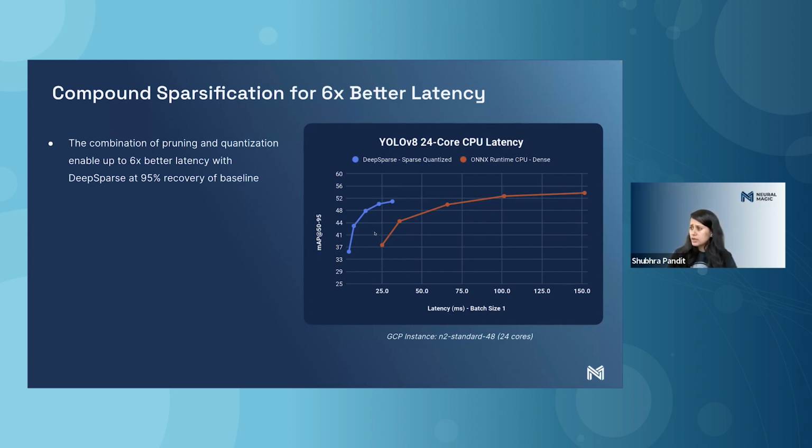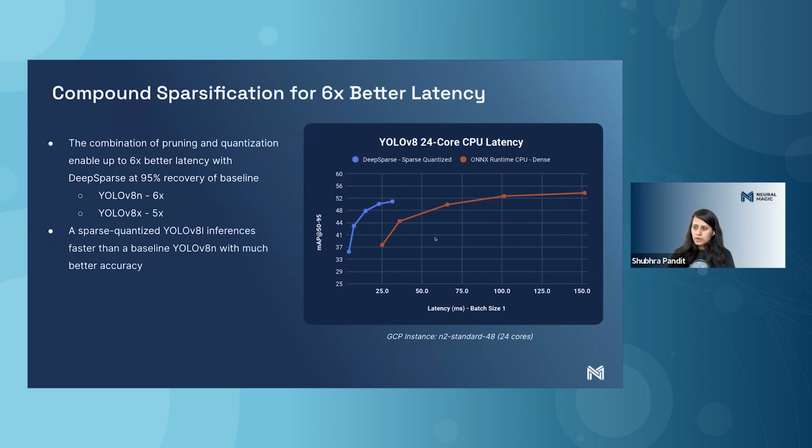And as we see, the blue curve here is our sparse quantized models being run on the DeepSparse engine, and the red curve represents dense models being run on the ONNX runtime, and they're both running on a 24-core CPU. So we see that the YOLOv8N model is faster than its corresponding dense model by about 6 times, and the YOLOv8X, the largest model, is about 5 times faster than the corresponding dense baseline.